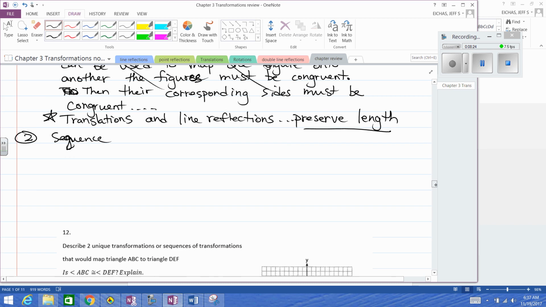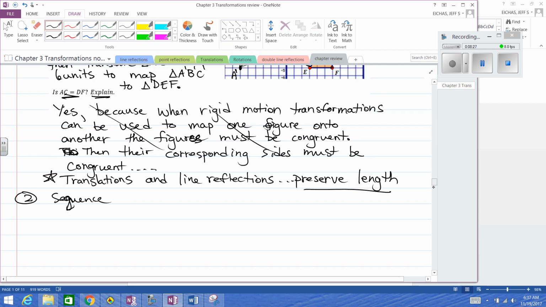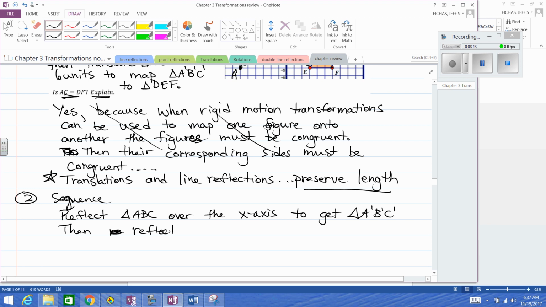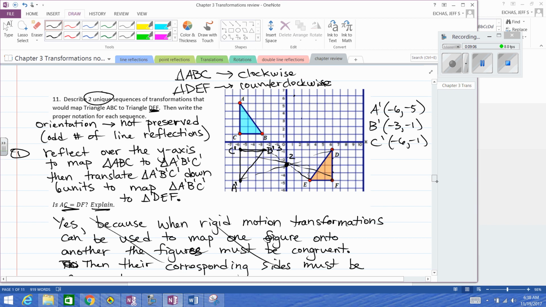Okay, so let's go write this out. The sequence that I'm going to use next is I'm going to reflect triangle ABC over the x-axis to get triangle A prime, B prime, C prime. Then, let's see, yes, reflect triangle A prime, B prime, C prime through point 0, -3 to arrive at, let's see, triangle DEF.